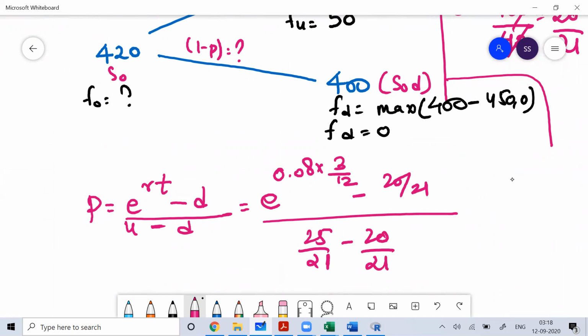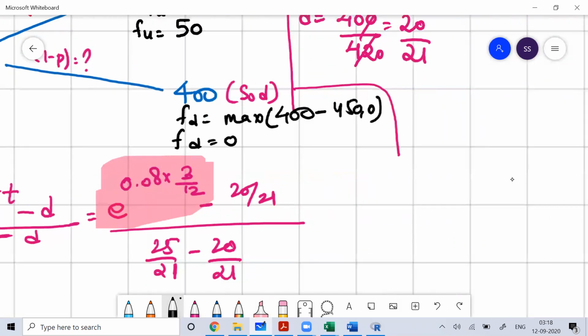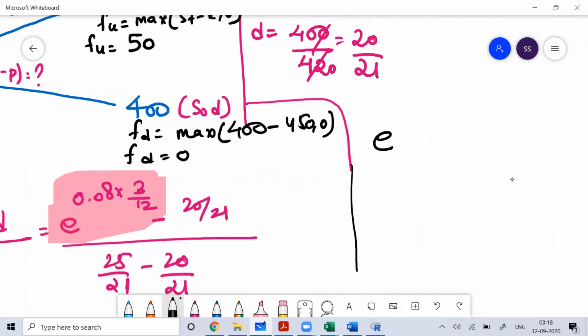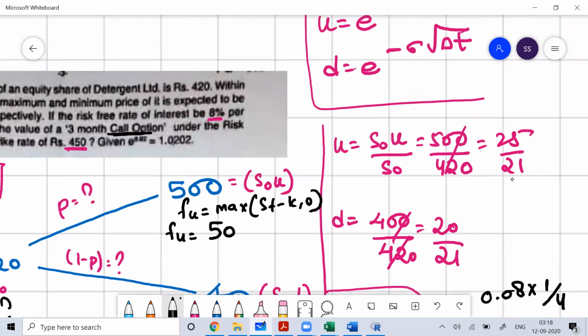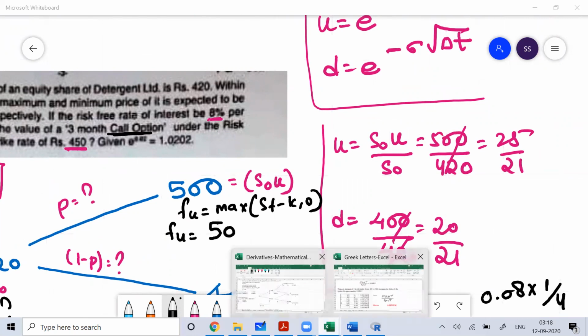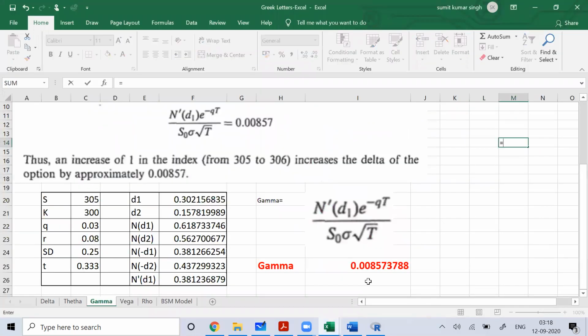Okay, so definitely this value will be given in the exam. So you can do that part, you can just check that value. So e to the power 0.08 into 3 by 12. 3 by 12 means 1 by 4. So this is e to the power 0.02. E to the power 0.02 will be given in the exam. So this is given as 1.0202.